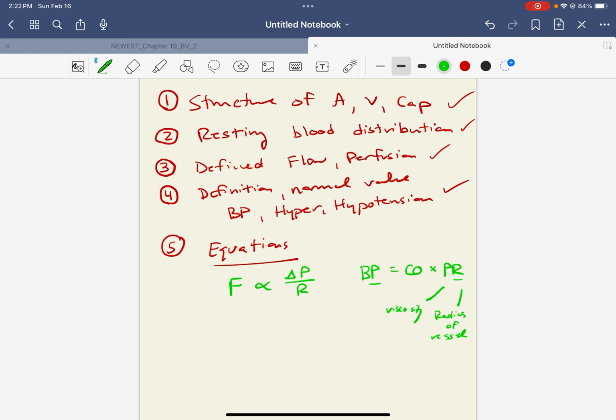When we vasodilate, there's more room for blood to go through. Resistance goes down, pressure goes down. Okay.